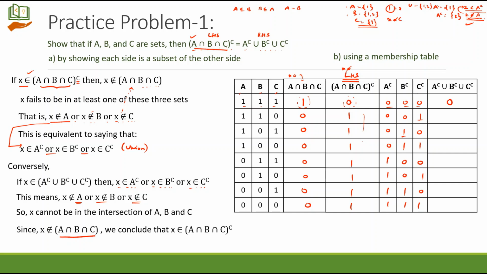Regarding union, what did they say? It's just an OR condition. It should either belong to one or the other set. There is no compulsion that all the sets should have them. So in that case, we can mark 1 everywhere. We found that LHS column is equal to RHS column. So we have proved using the membership table.